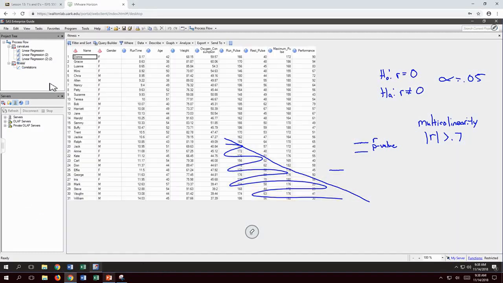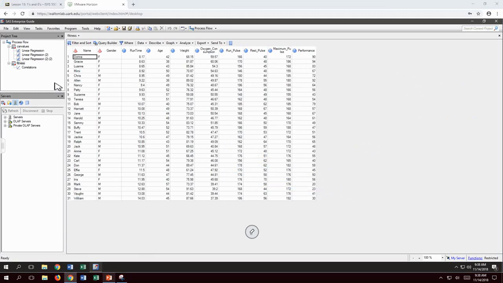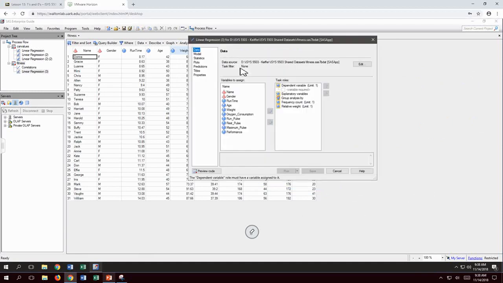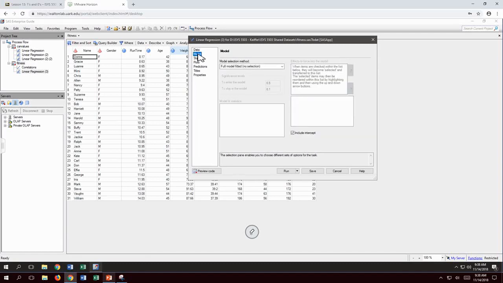So I'm going to go back to my fitness data. I'm going to analyze. I'm going to do a regression analysis. In my regression analysis, I'm using oxygen consumption as my dependent variable. I'm using everything else except oxygen consumption as my explanatory variables. I'm leaving my model as it is.